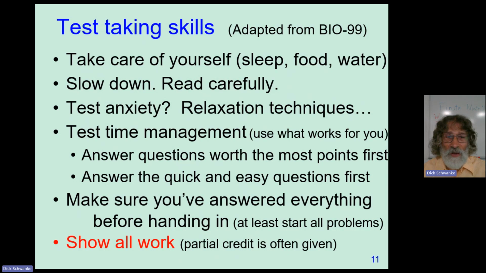One thing you want to do for absolute sure, though, because I grade on showing all work, which means that partial credit is given, is make sure you've answered everything on a quiz or a test before handing it in, or at least gotten started on it, so you can have some indication that you're giving it a try and you can get partial credit for it.